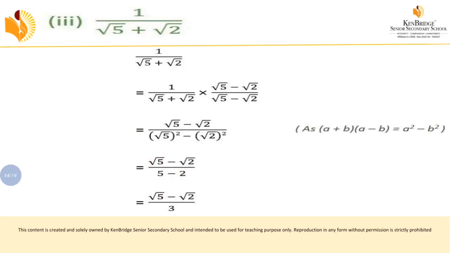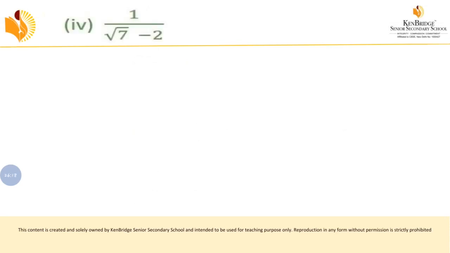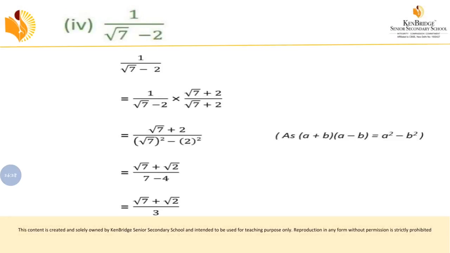Let's see the next question. So the next term will be 1 by root of 7 minus 2. This has to be multiplied and divided by root of 7 plus 2. So the same term you should write, root of 7 plus 2 by root of 7 plus 2, and 1 into something, the answer will be the same number.